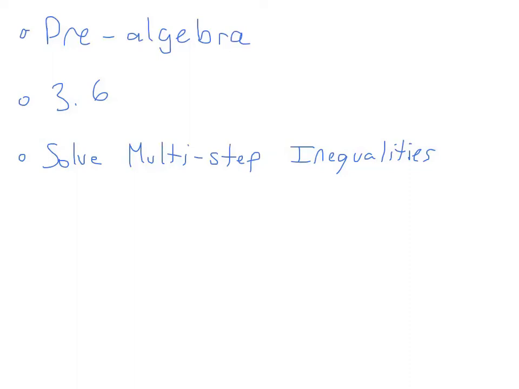Hey pre-algebra guys, we're here at 3.6, the last section of chapter 3, and we are talking about solving multi-step inequalities. Now, we've solved multi-step equations before, so let's just review one of those. Here we have negative 2x minus 7 equals 13. This is a multi-step equation because we have an equal sign. So what do we do first?